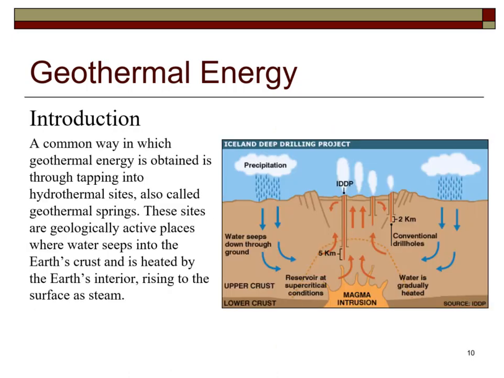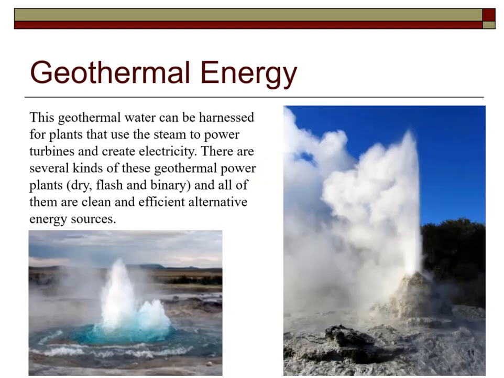A common way in which geothermal energy is obtained is through tapping into hydrothermal sites, also called geothermal springs. These sites are geologically active places where water seeps into the Earth's crust and is heated by the Earth's interior, rising to the surface as steam. Geothermal water can be harnessed for plants that use the steam to power turbines and create electricity. There are several kinds of these geothermal power plants: dry, flash, and binary, and all of them are clean and efficient alternative energy sources.